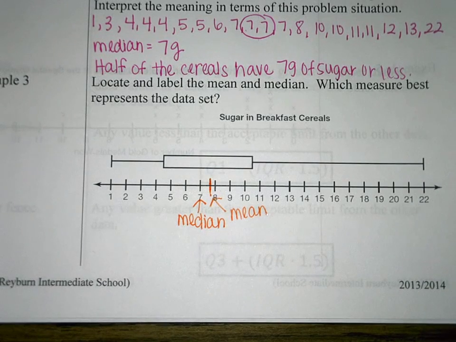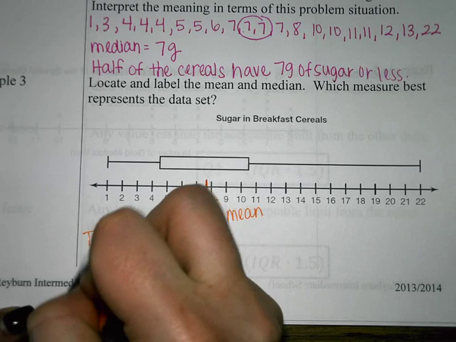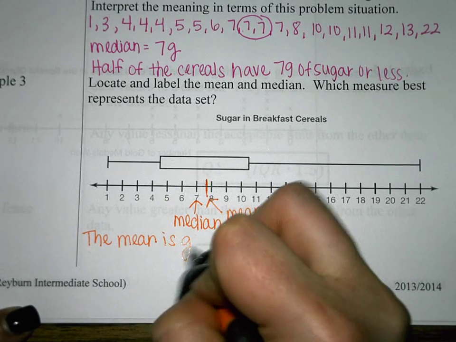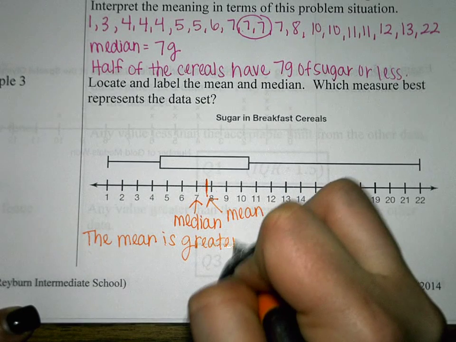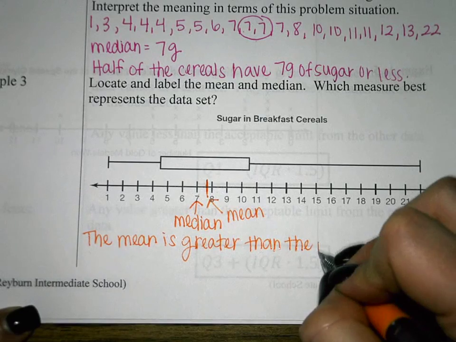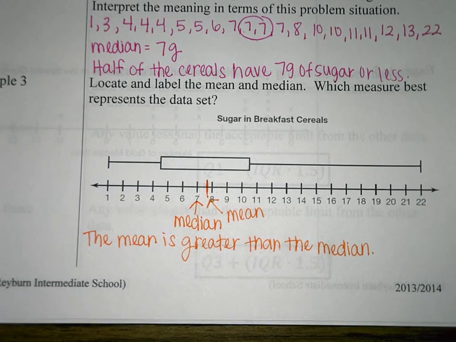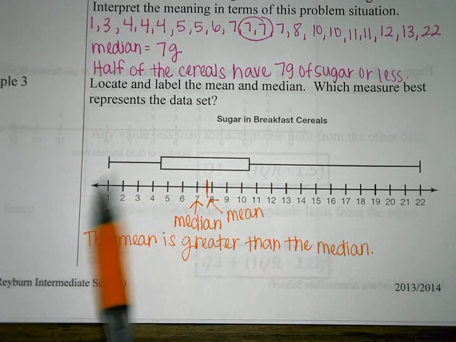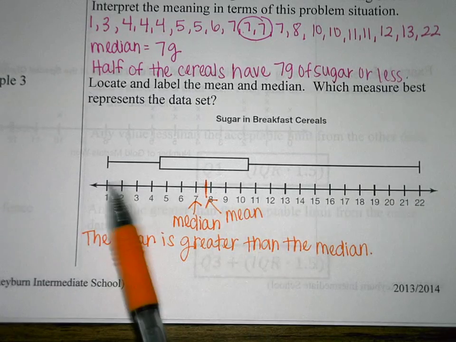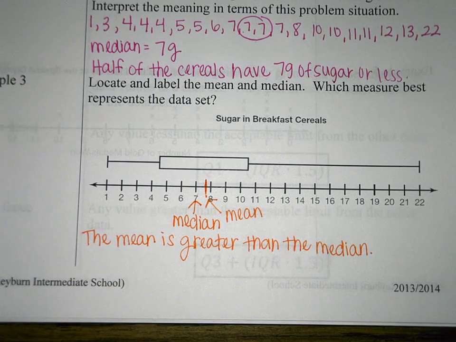So if you notice, they're really close, but the mean is greater than the median. So make sure you write that. The mean is greater than the median. But if you notice, our data is really skewed because 75% of our data, remember, is at 10 grams or less. So most of our data is clustered on the left side.